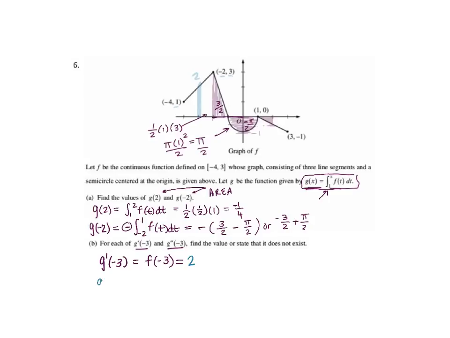Now if we do g double prime at negative 3, that's talking about f prime at negative 3, and then that, keep in mind, again, is talking about your slopes. So the slope of that line, use your 2 points that you have and do your slope formula. And so that's going to be 1 minus 3 over negative 4 minus a negative 2. And so notice here we're going to have negative 2 over negative 2 or positive 1.